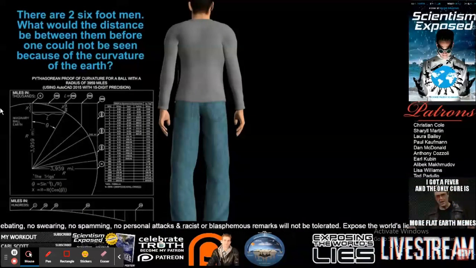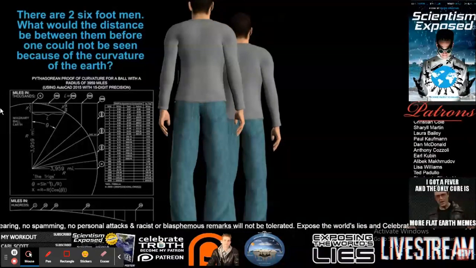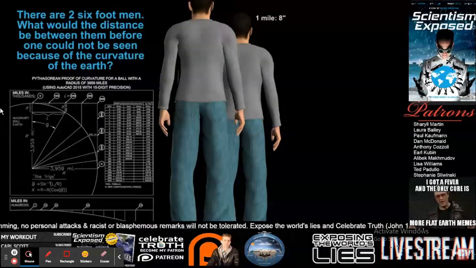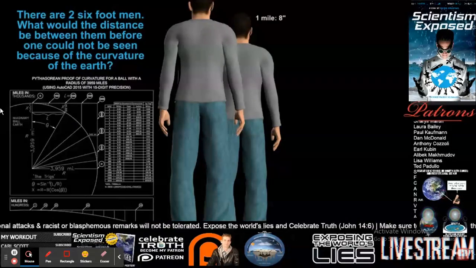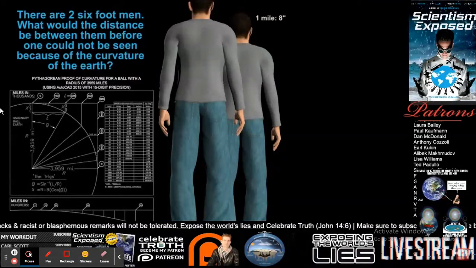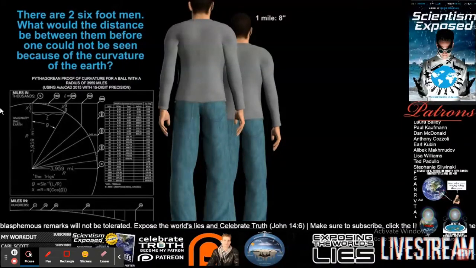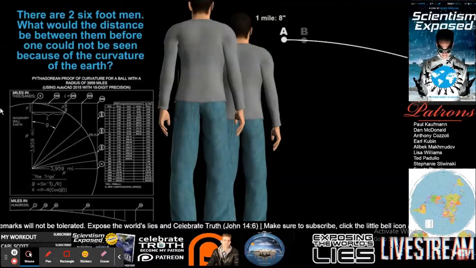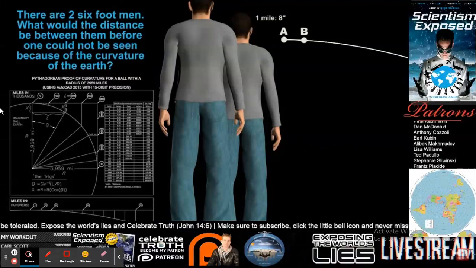If PJ was 6 feet tall and he had a clone, who was also 6 feet tall, right, who walked 1 mile away from him, the ground his clone would be standing on would be 8 inches lower than the ground that he was standing on, right? Again, the curvature math is 8 inches per mile squared. So the first mile, 1 times 1 is 1 times 8 is 8 inches. So the ground from point A to point B is going to be 8 inches below point A. All right, you with me so far?